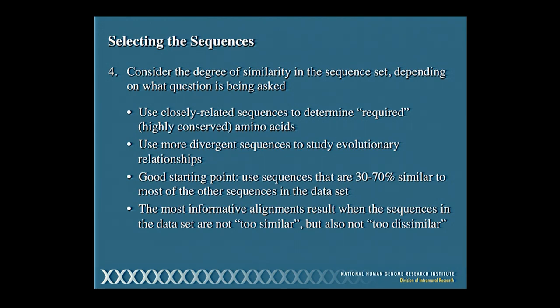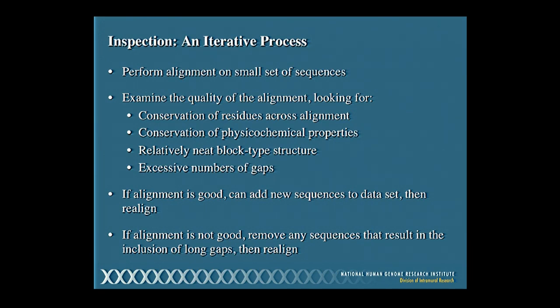But I think the last bullet really says it best, that the most informative alignments you can actually get is when you have a sequence set where you have sequences that are not too similar but not too dissimilar. Because if they're too similar, well, you're not going to learn anything you didn't already know. And if they're too dissimilar, you're not going to be able to align them. Okay. So that's how you put the set together.